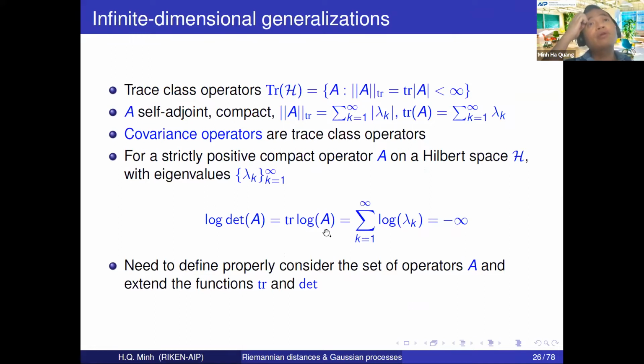Now, if we have covariance operators, which are trace class operators, so basically self-adjoint and compact, with infinitely many eigenvalues, they belong to the trace class if the summation of the absolute values of the eigenvalues is less than infinity. Now, the log-determinant of A is just equal to the trace of log A, the summation of all the log lambda_k, which equals negative infinity. So this is not well defined because all the lambda_k go to 0. So we need to consider a set of operators A where we extend the functions trace and determinant so that these quantities become finite.